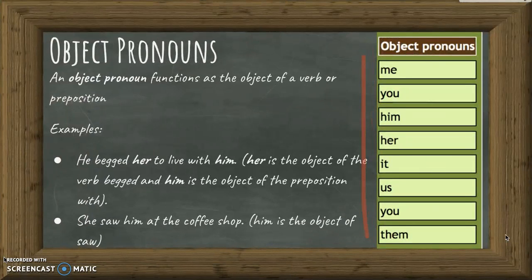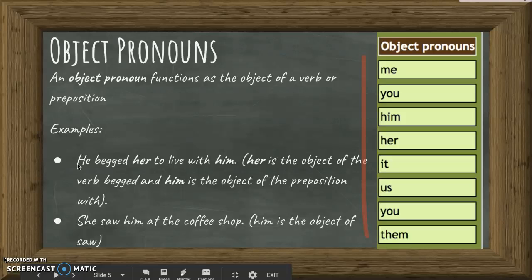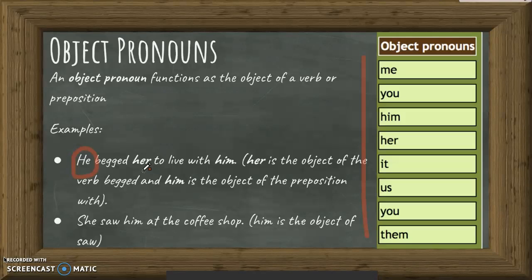All right, so now we have object pronouns. An object pronoun functions as the object of a verb or preposition. So already in our first example, we have a subject pronoun, which is he, which we just covered. He begged her to live with him. So her is the object of the verb begged, and him is the object of the preposition with.